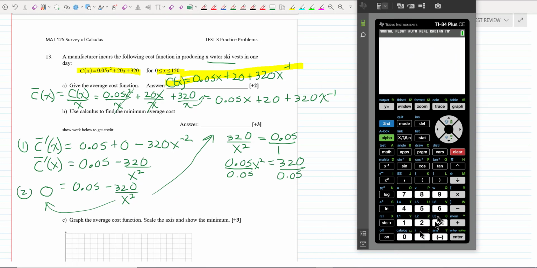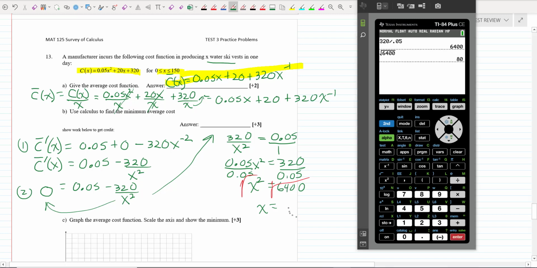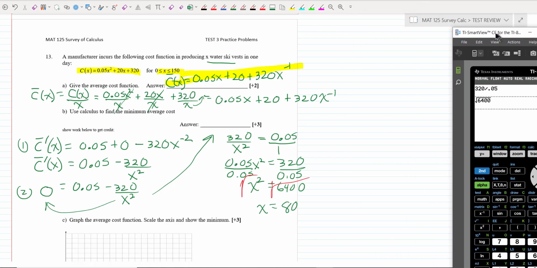So let's see. We'll do 320 divided by 0.05, and that'll give 6,400. So we have x squared equals 6,400. Then we can do the square root of both sides, and that one comes out even. If you just do the square root of 6,400, you can do that in your head if you want to. It just gives 80. So that is the critical number.